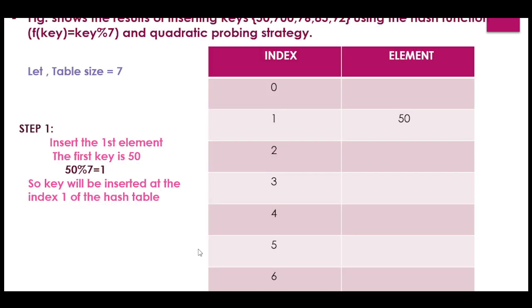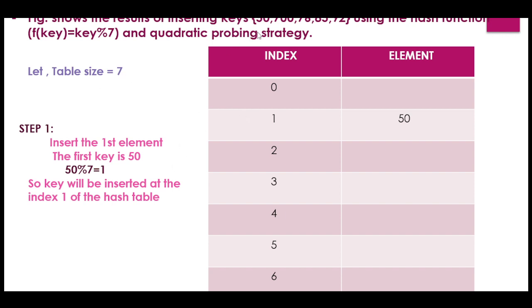Here is an example for quadratic probing. The figure shows the results of inserting keys 50, 700, 76, 85, 92. These are the key elements given, using the hash function f(key) = key mod 7 and the quadratic probing strategy. Let the table size be 7 here.